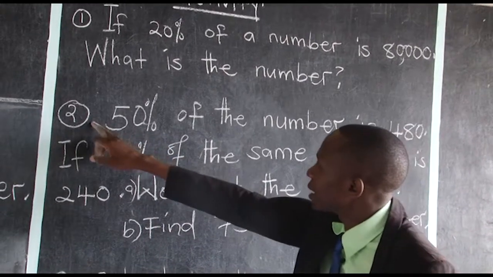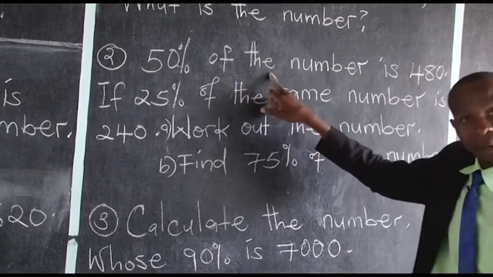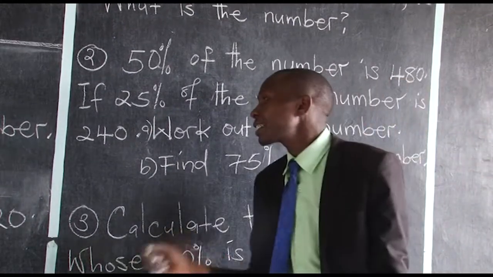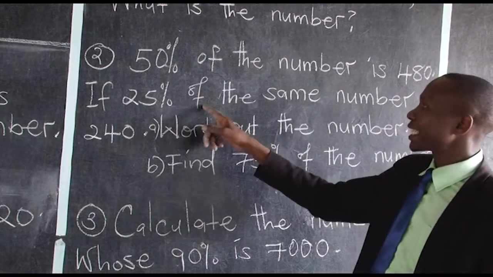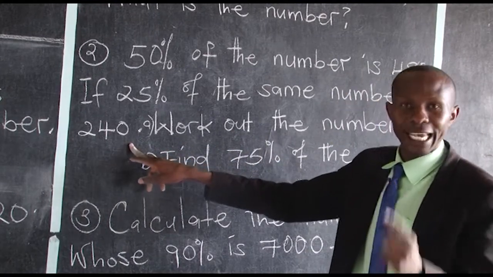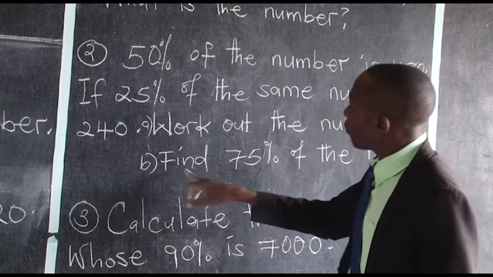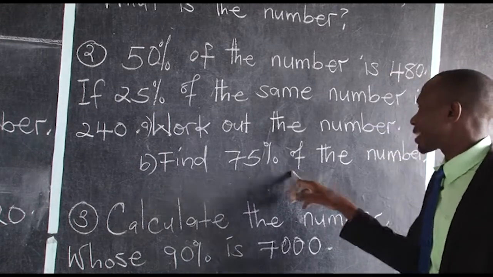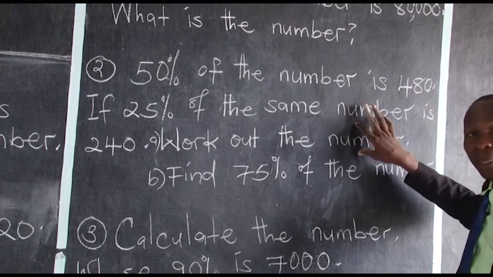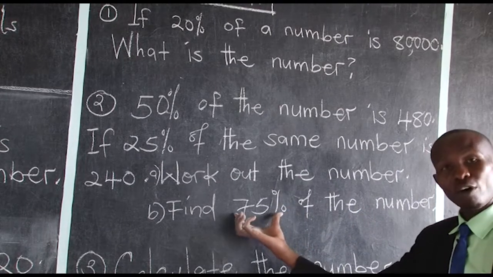Then from there, let's look at number two. Number two is saying 50% of the number is 480. At the same time, they say 25% of the number is 240. Question A, what does it say? Question A is saying work out the number. Question B, find 75% of the number. So it is upon you. They want you to first of all get the number. After getting that number, they still also want you to find for them the percentage of 75.